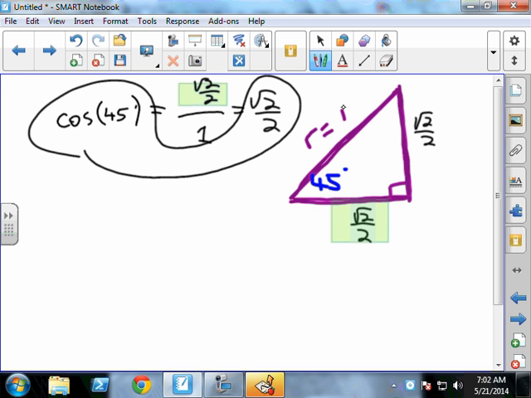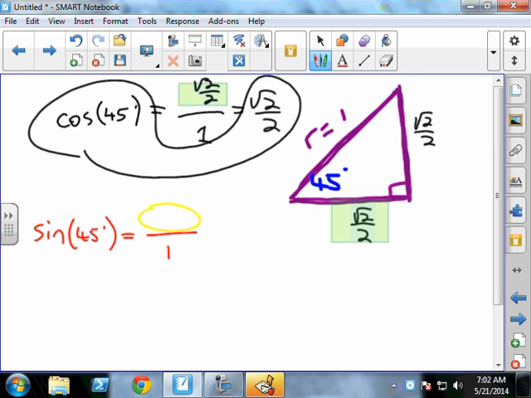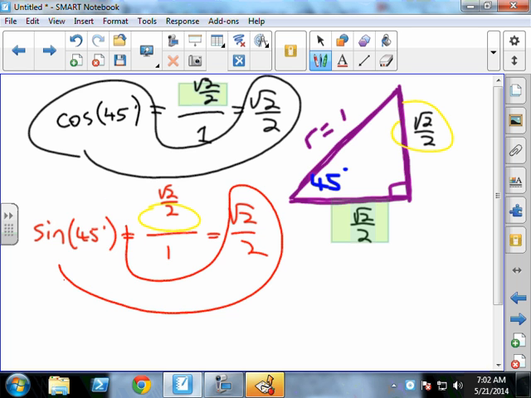Okay? In a similar fashion, the sine of 45 degrees would be something over 1. And the something that it is, it's the opposite. It's the side opposite that 45-degree angle. So it's this rad 2 over 2 over 1, which ends up being just rad 2 over 2. So the sine of 45 degrees is also rad 2 over 2.